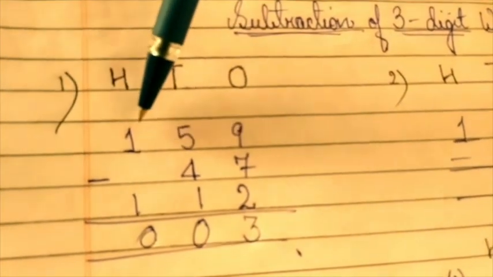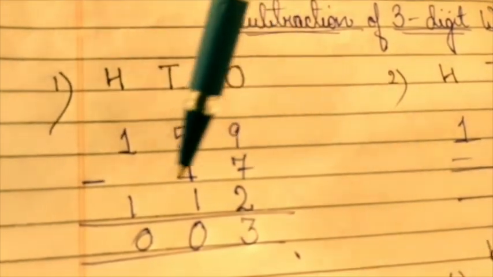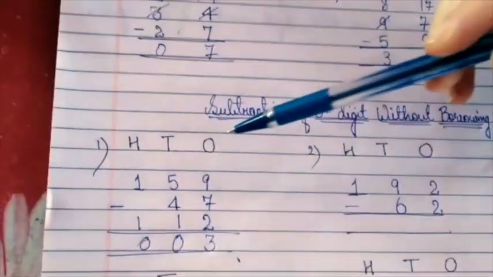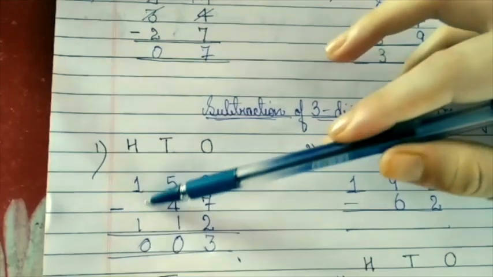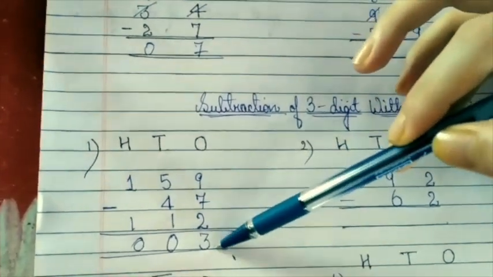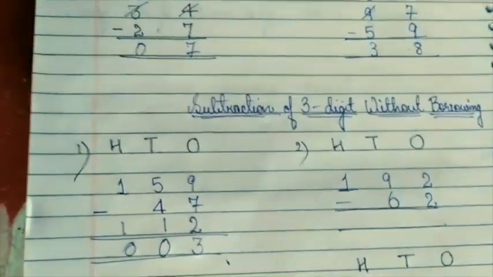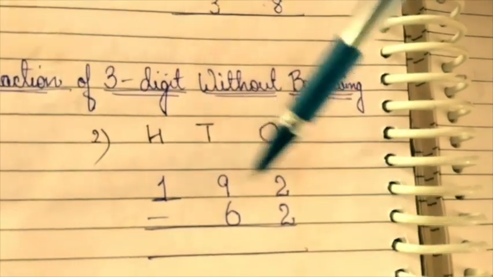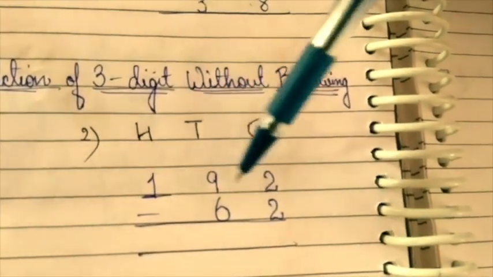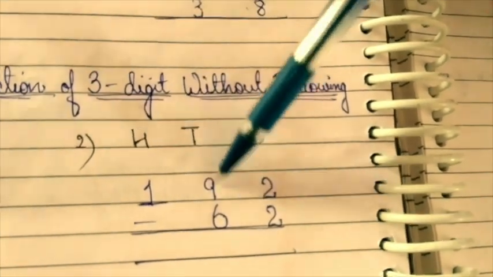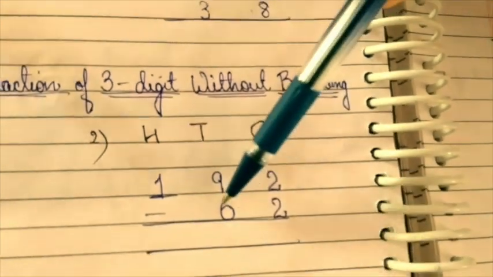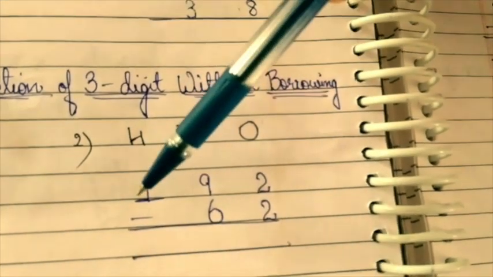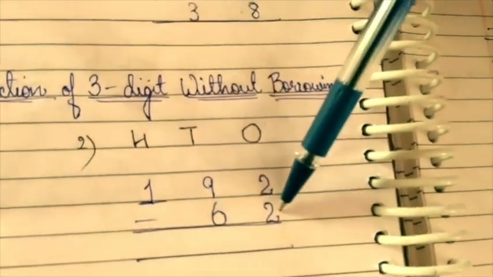So when we subtract 159 minus 47 minus 112, we get 3 as a difference. Let's take another example. 192 minus 62. 192 means 100, 9 tens, 2 ones. And 62 means 6 tens and 2 ones. Let us find out the difference between 192 and 62.